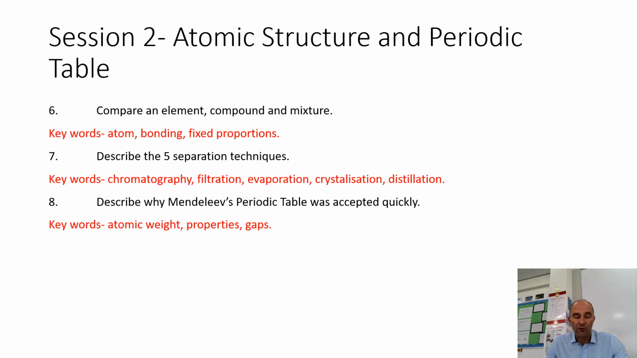Give an example. And then finally for this session, question number 8, you're going to describe why Mendeleev's periodic table was accepted very quickly. Your keywords here are atomic weight, properties and gaps.